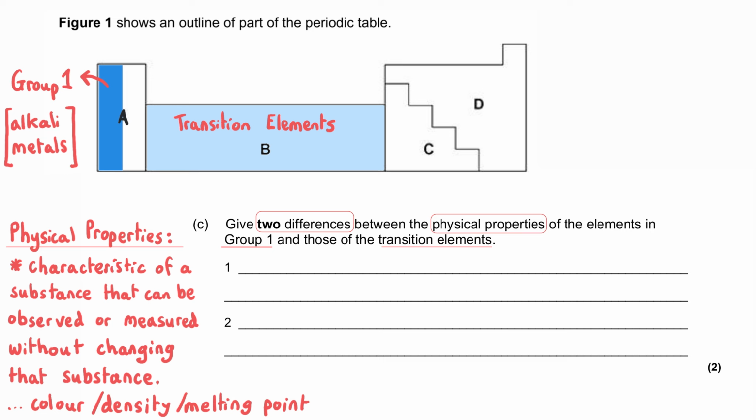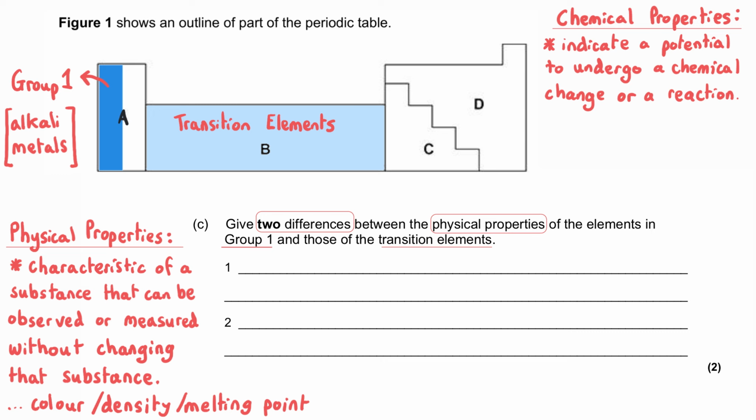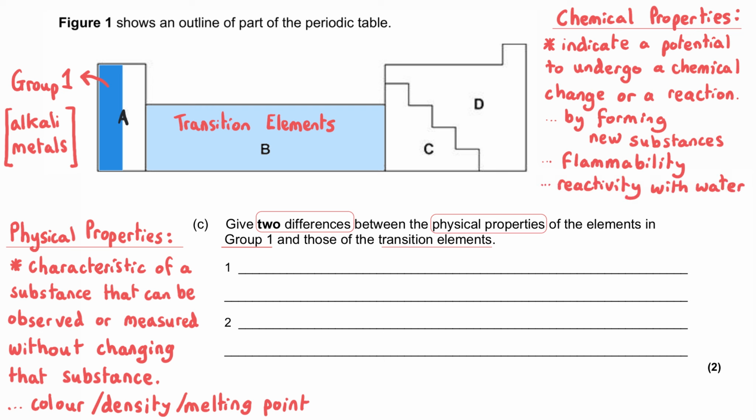Whereas in contrast, the chemical properties describe a substance's potential to undergo a chemical change or a reaction by forming new substances. So, for instance, its flammability, its acidity, or maybe how reactive it is with oxygen or water. And so we need to be careful here to talk about physical properties and not get distracted by chemical properties.